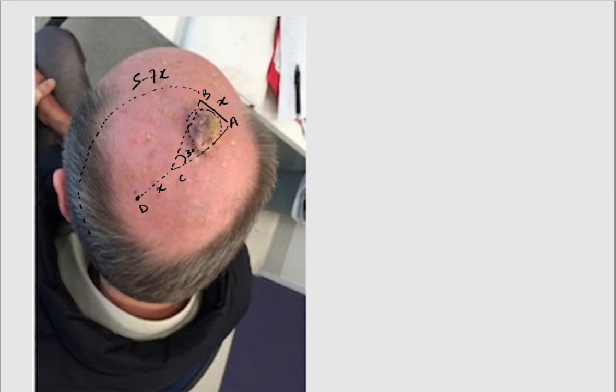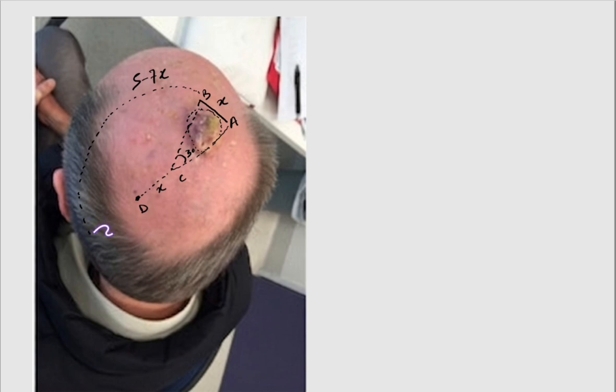Now we will raise this flap. We will discard this affected tissue, and we will raise this flap and do the rotation of the flap. Sometimes the flap is not adequately inset, so we can give a back cut.